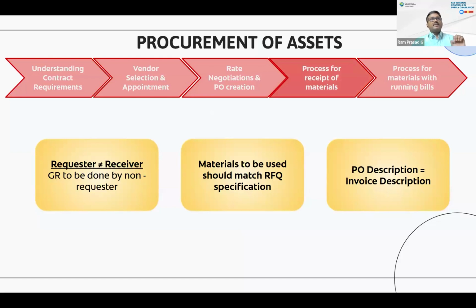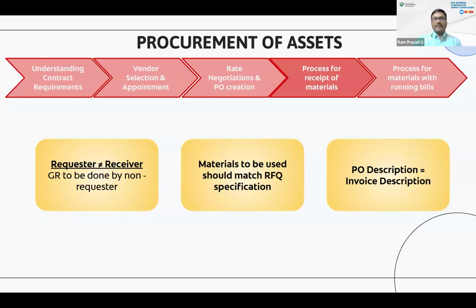In those cases, the requester and the receiver should not be the same person. Again, why am I mentioning it? This can seal off any kind of nexus between the vendor and the person who is receiving the material in the organization. This is for your internal control. Two different pairs of eyes is always better than the same person coordinating it.